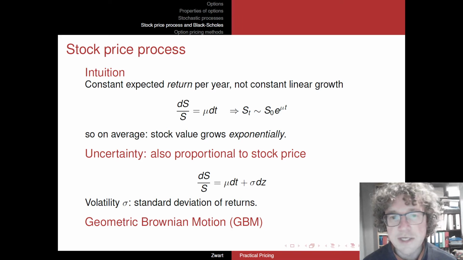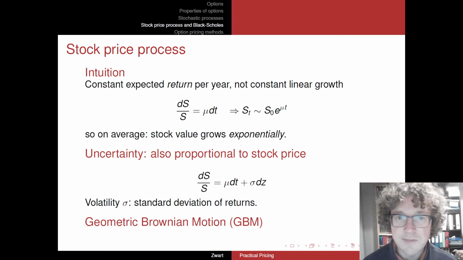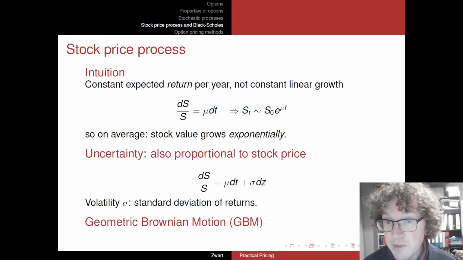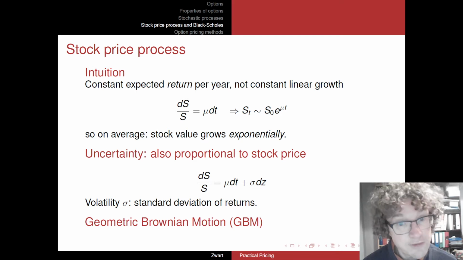So if you integrate this, what that boils down to is that this stock price, which experiences constant returns per year, will actually grow exponentially. So it's a constant growth rate, which means growth itself is exponential. So the stock price after a time t will be proportional to today's stock price, but then growing at an exponential speed with exponential growth rate mu. So stock value grows exponentially.